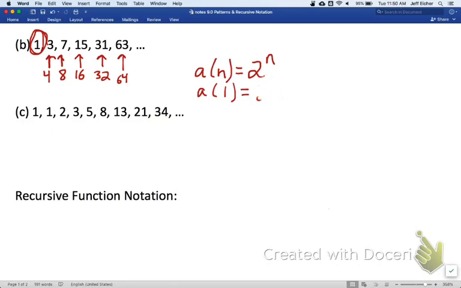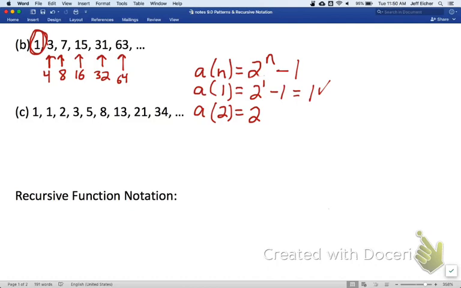But maybe if we try that function as I've written it and then subtract 1 from that, minus 1, maybe it'll work then. So now if we do a of 1 equals 2 to the 1 minus 1, so that would be 2 minus 1 is 1. So that's good. Let me try 2 more terms. Let's say we have the second term. A of 2 is the second term. And that would be 2 raised to the 2 minus 1. That would be 4 minus 1 is 3. And that's good. Should equal 3.